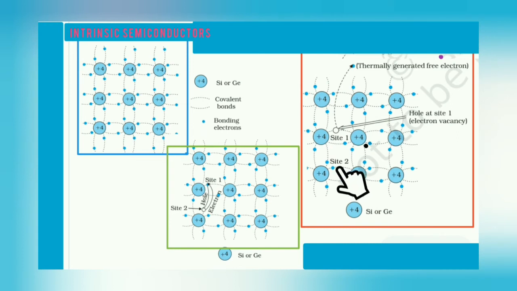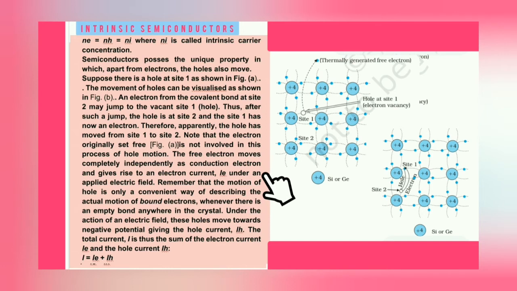But we can see that the number of electrons is equal to the number of holes. Here we can write the current due to electrons as IE and the current due to holes as IH. The currents IE and IH will be in the same direction, so we can say that the net current I is equal to IE plus IH. Why? Because the conventional direction of current is in the direction of positive charge.